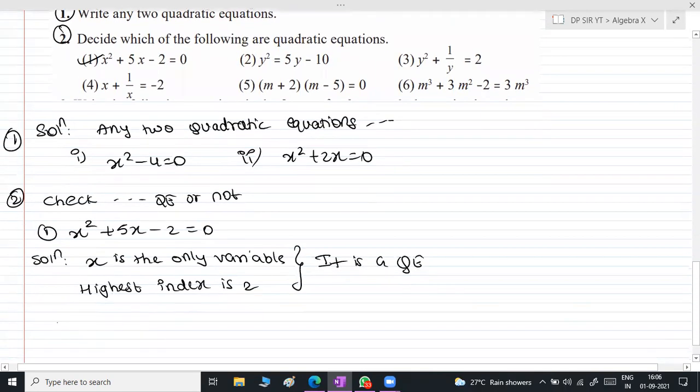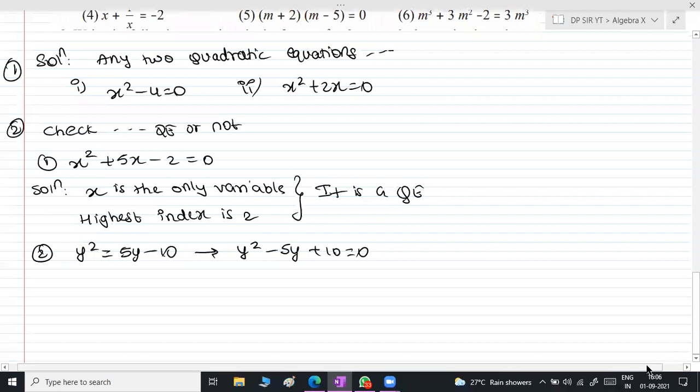Second question, y square is equal to 5y minus 10. So first of all, I would suggest you bring it in standard form, that is y square minus 5y is equal to 10. Keep it like this, either keep standard form or take it fully. Here it's going to be y square minus 5y plus 10 is equal to 0. Now this equation is in standard form. I would suggest compare it with ax square plus, meaning check it.